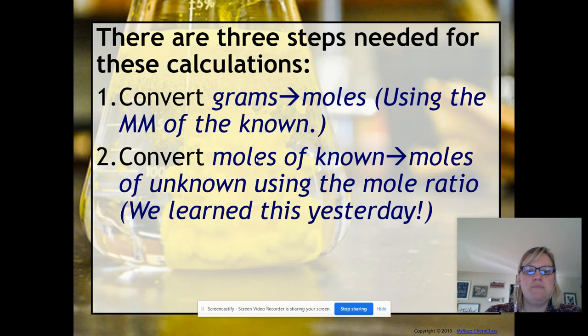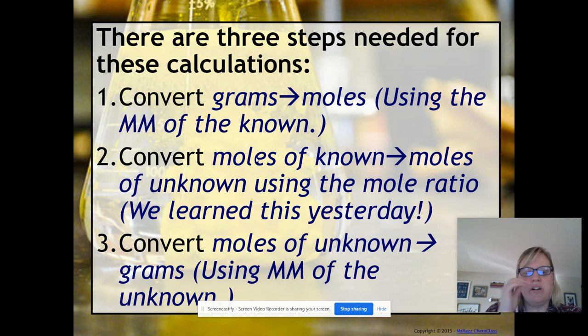Okay. Step 2, we're going to convert moles of our known to moles of our unknown, and we're going to use the mole ratio from the coefficients in the equation to do that. All right. And that's what we learned how to do yesterday, is converting moles to moles. All right. And then once we have the moles of our unknown, then we're going to use the molar mass of that to convert to grams.